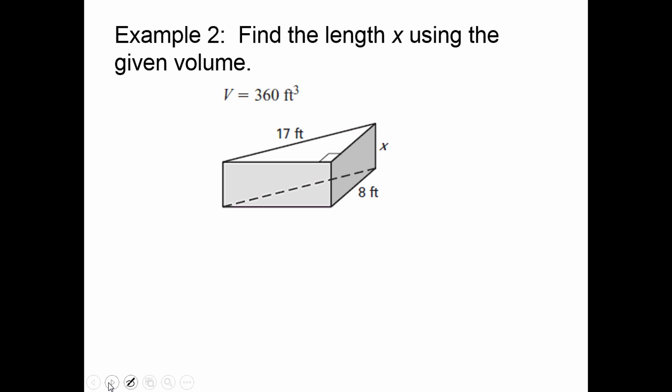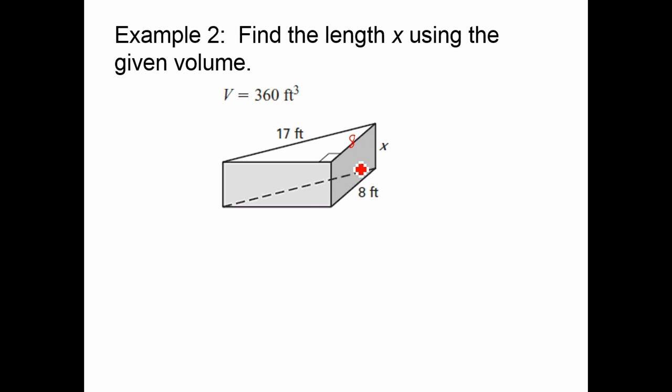So let's take a look. One more example here, and then we're done. This is an example of how you can find x using a volume. So it says find the length x using the given volume. This is a triangular prism. The volume is 360 cubic feet. So let's go ahead and figure out what we have going on here.